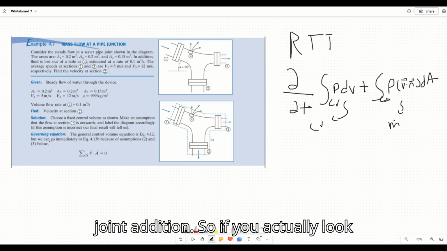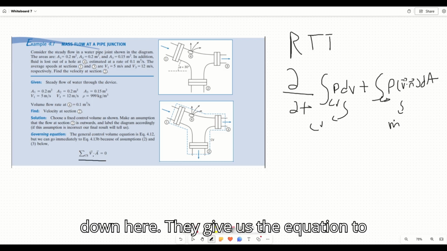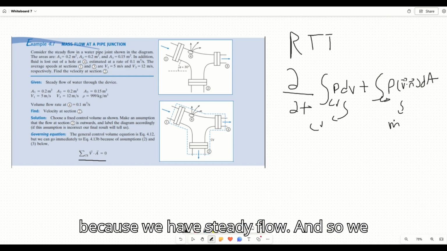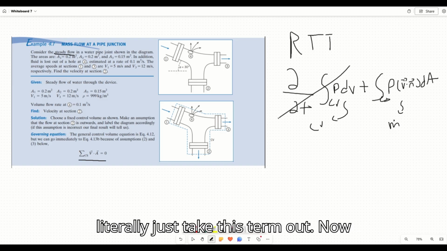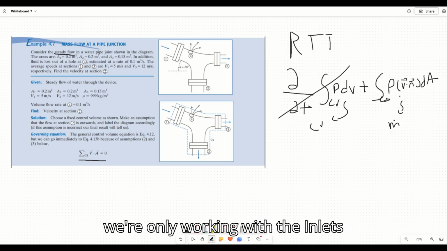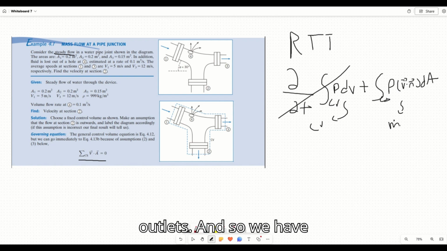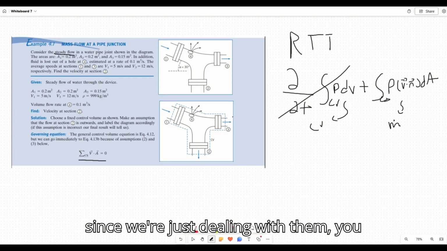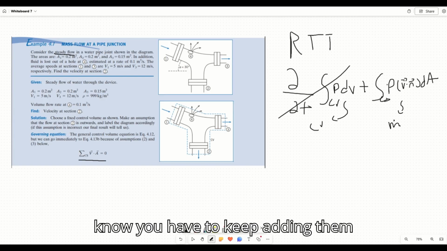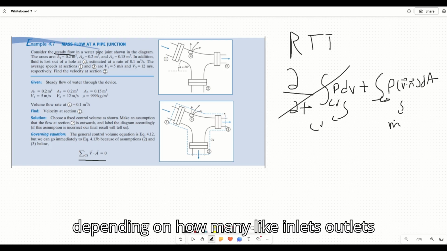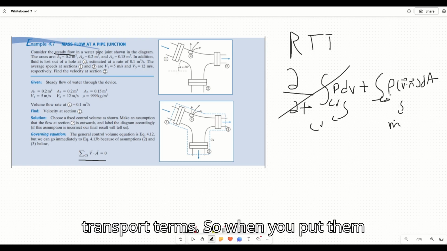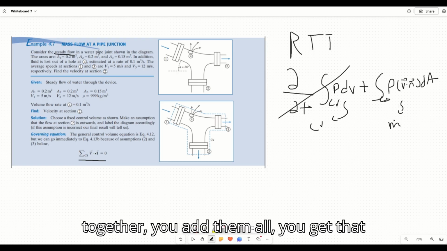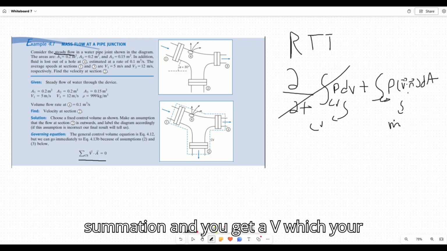So if you actually look down here, they give us the equation to use, and how they got that equation is because we have steady flow, which means that we can literally just take this term out. Now we're only working with the inlets to outlets, and so we have this mass flow rate. Since we're just dealing with them, you have to keep adding them depending on how many inlets, outlets you have. You need to add more of these transport terms. So when you put them together, you add them all, you get that summation, and you get V, which is your velocity times your area.